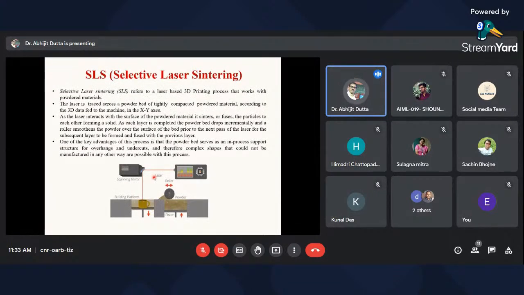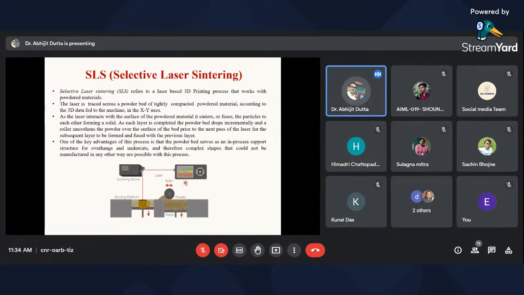The next one is selective laser sintering. Selective laser sintering is basically used with a powder-like material. Again, this is a plastic material. Here the bed moves in an up and down direction. A laser falls on the powder, and then it solidifies. In this way, selective laser sintering works. I will show you a video on selective laser sintering particularly.